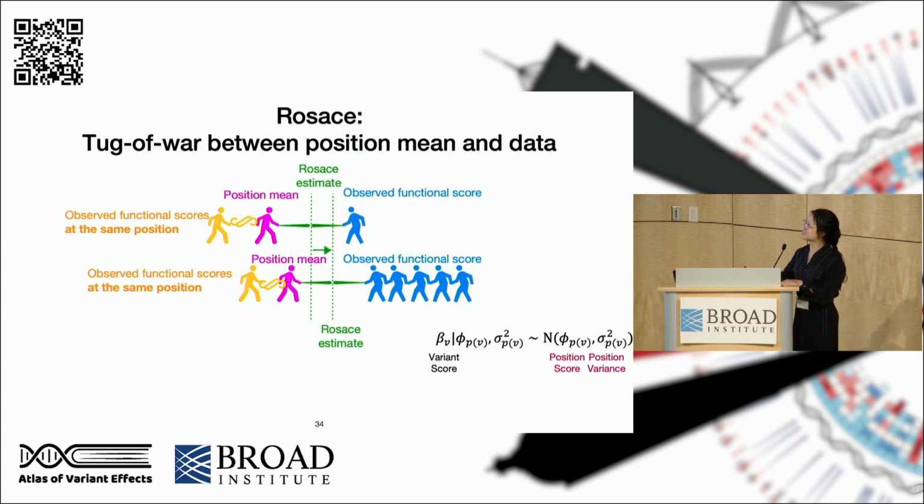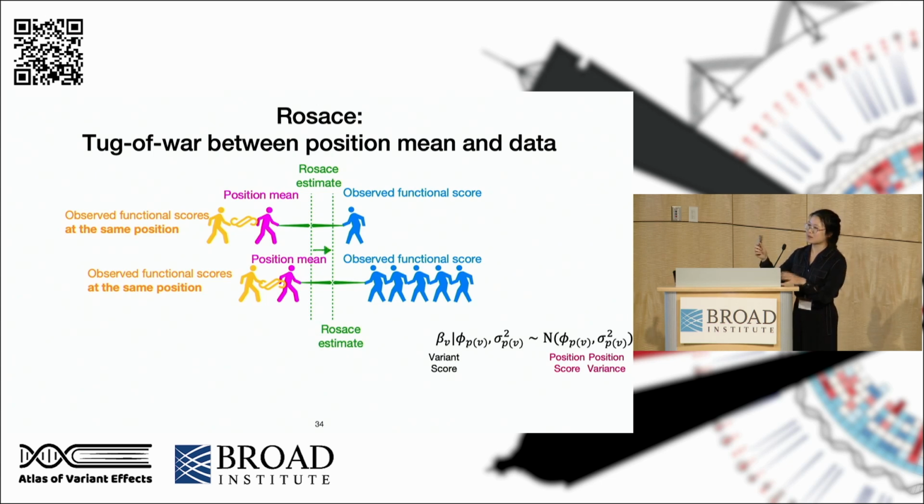And my method is more complicated than a simple Bayes, but it's a tug of war between your position and the data. So now our result estimate will be a tug of war between the position mean, which is also estimated from data, so it has a little orange figure under this pink figure that are the observed functional scores at the same position, right? And there are the blue figures that are your true observed functional score or your MLE estimate, right?